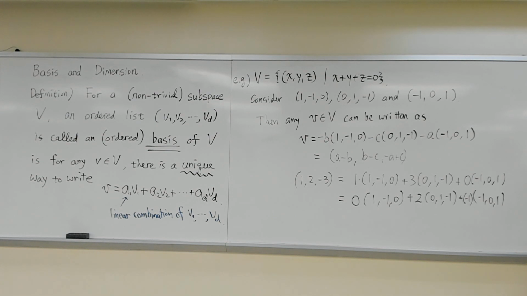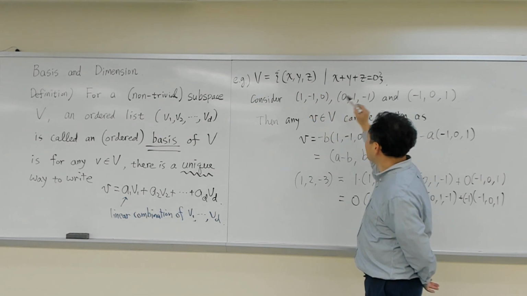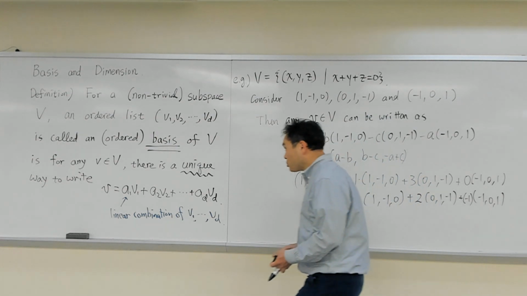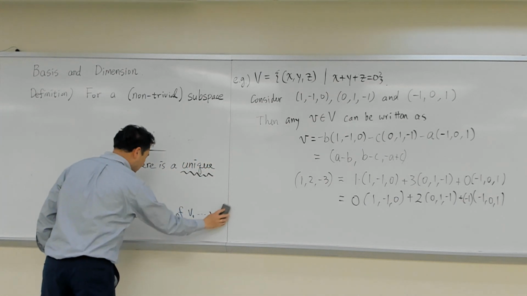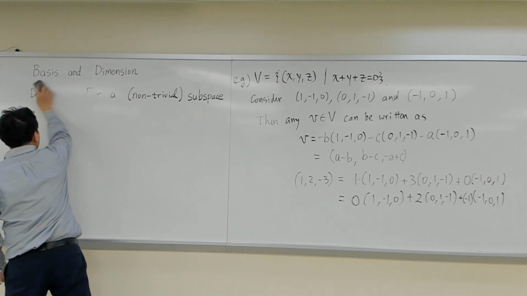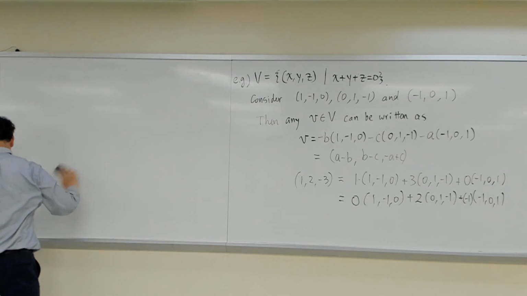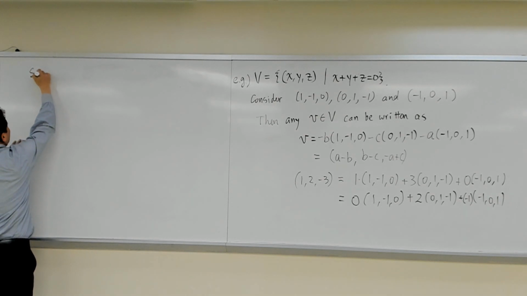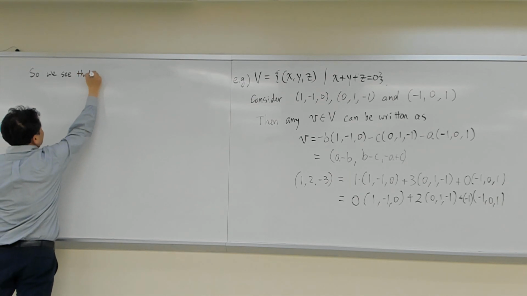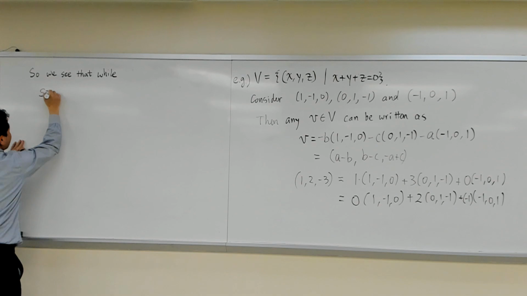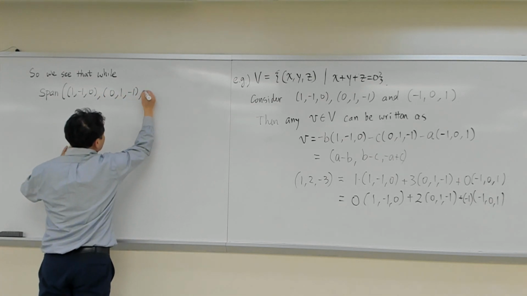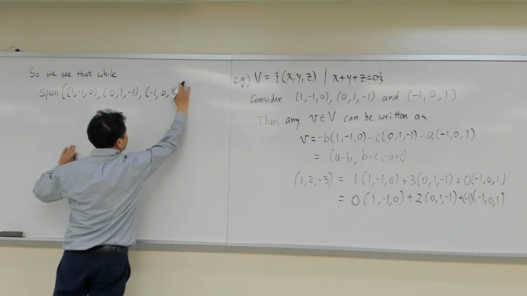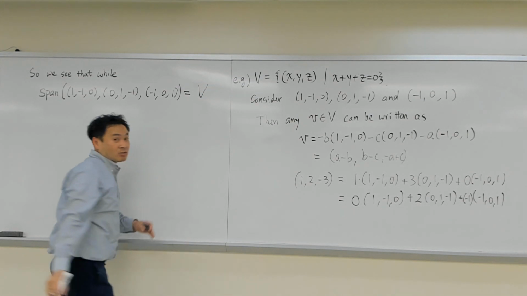So what we just showed is that indeed every vector in here can be represented as a linear combination of these 3 vectors. In such a case, we say that the 3 vectors span V. So we see that the span of these 3 vectors, 1, negative 1, 0, 0, 1, negative 1, and then negative 1, 0, 1, is equal to V. It does span all of V, right?